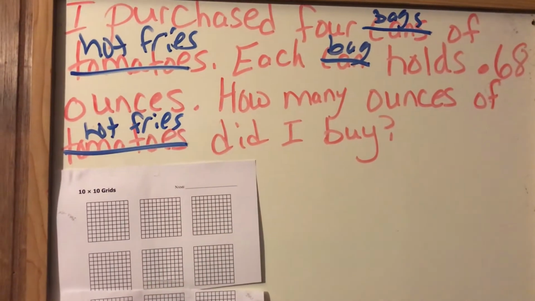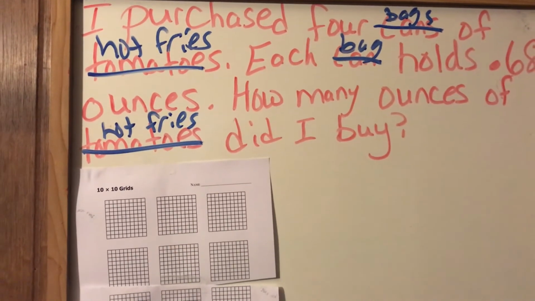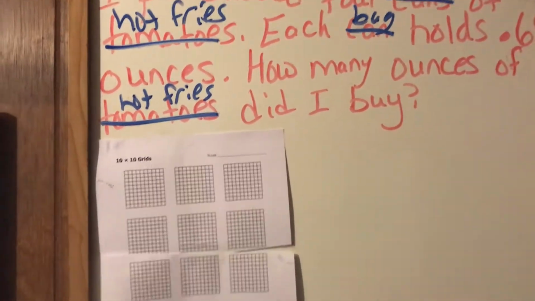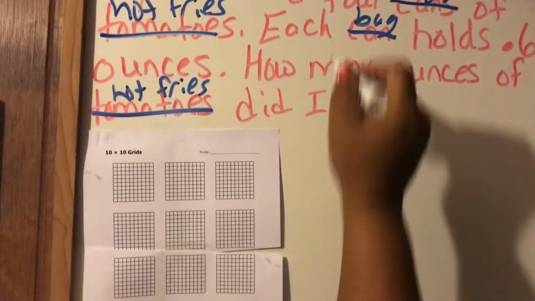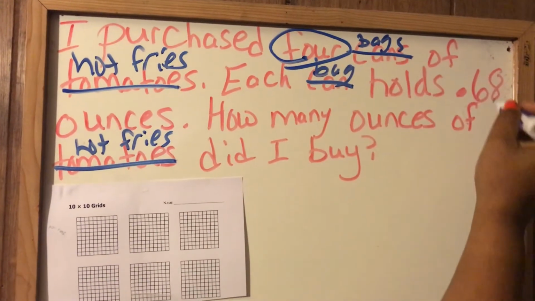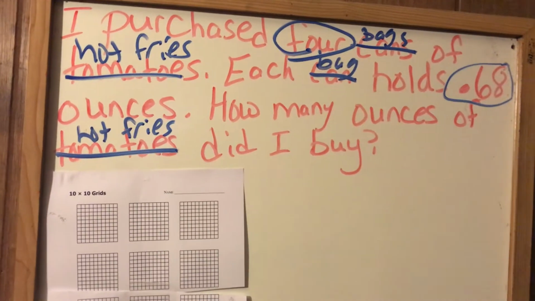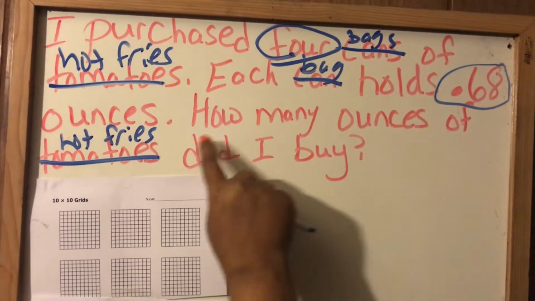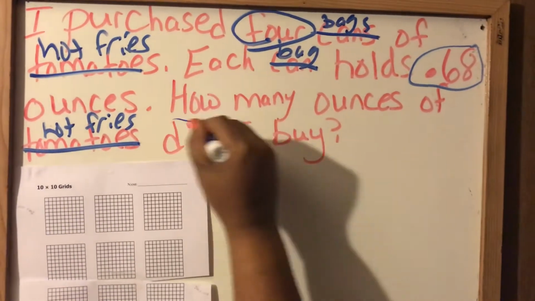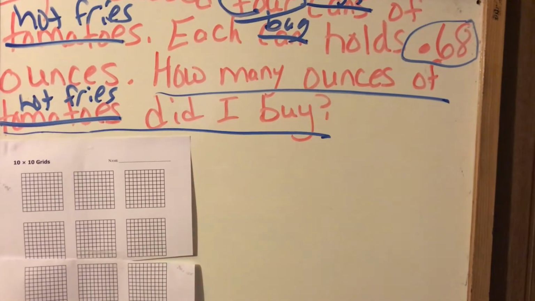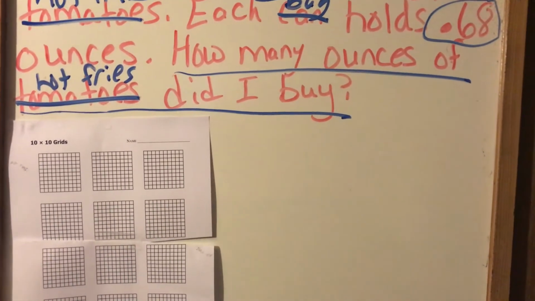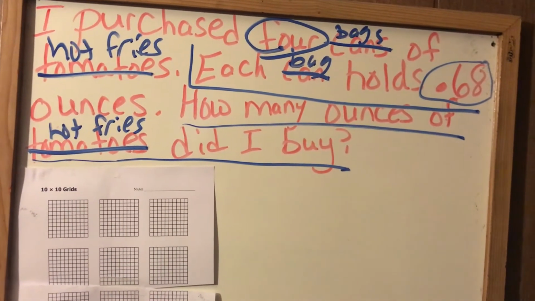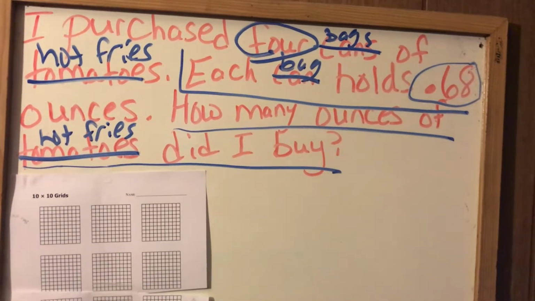Let's figure it out. First of all, we're going to use the CUBES method of mathematics. CUBES tells us to underline or circle our key numbers. Our numbers are 4 and 68 hundredths. Next, it tells us to underline our question. Our question is, how many ounces of hot fries did I buy? So let's underline that. The next step is to box our math action word: each bag holds. I boxed it in. Lastly, we're going to evaluate.